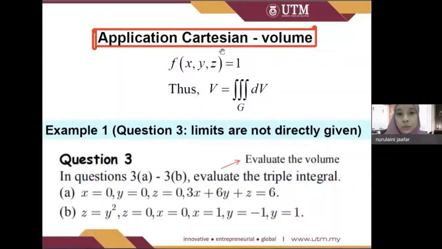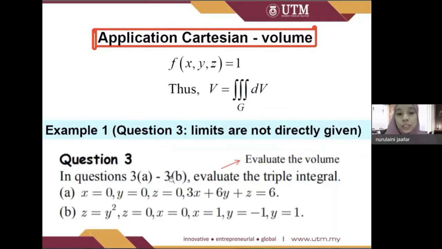First application is volume. So the formula for volume is triple integral 1 dV, where G is the solid region. So look at example 1. Limits are not directly given.